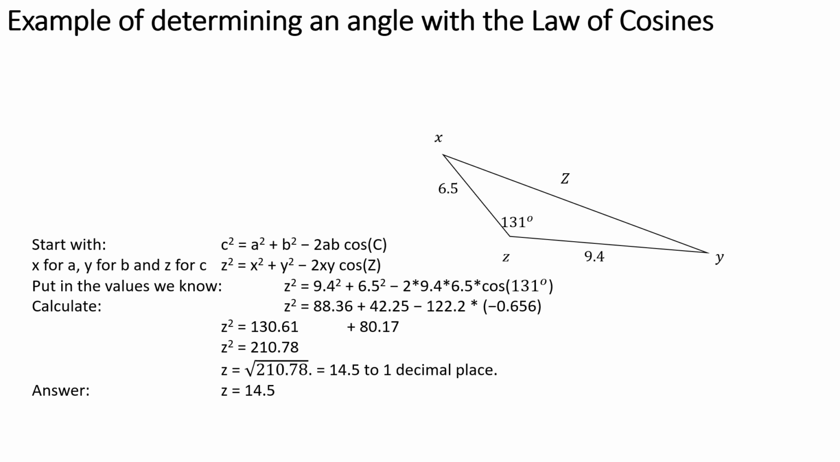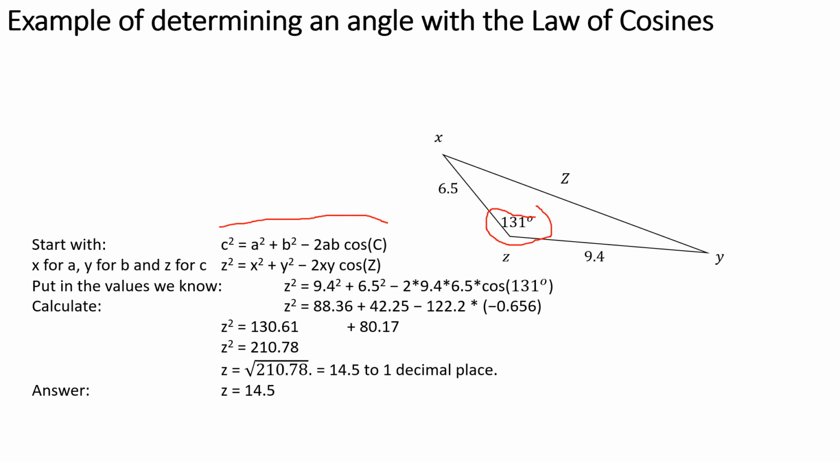One more here. Law of cosines: c squared equals a squared plus b squared minus 2ab cosine C. And we want to look for, it looks like we know two sides and an angle. And again, we could use the law of sines here, but let's use the law of cosines, and we'll get the same answer. X for A, Y for B, from the A squared, Z squared minus 2AB cosine C, and then Z for C. So we know our Z angle is 131 degrees.